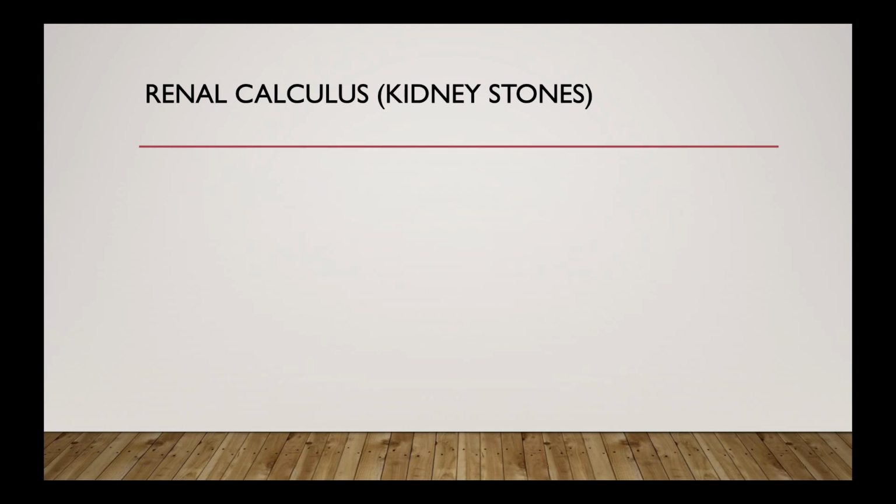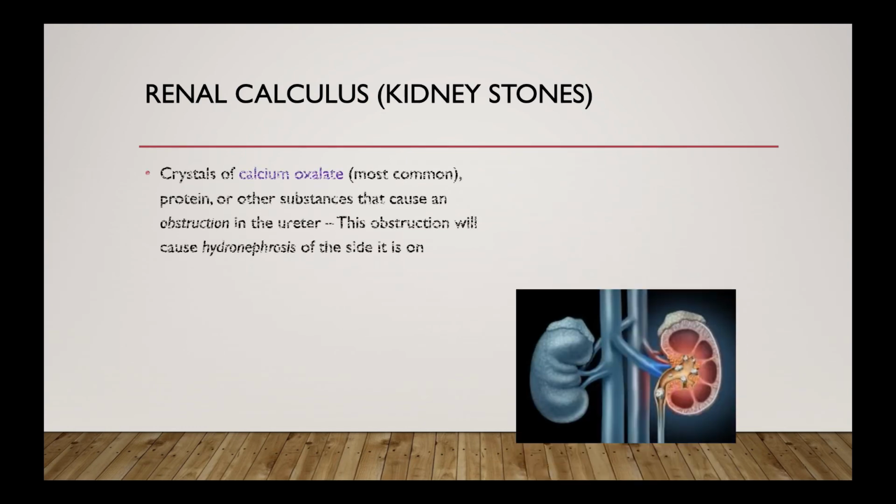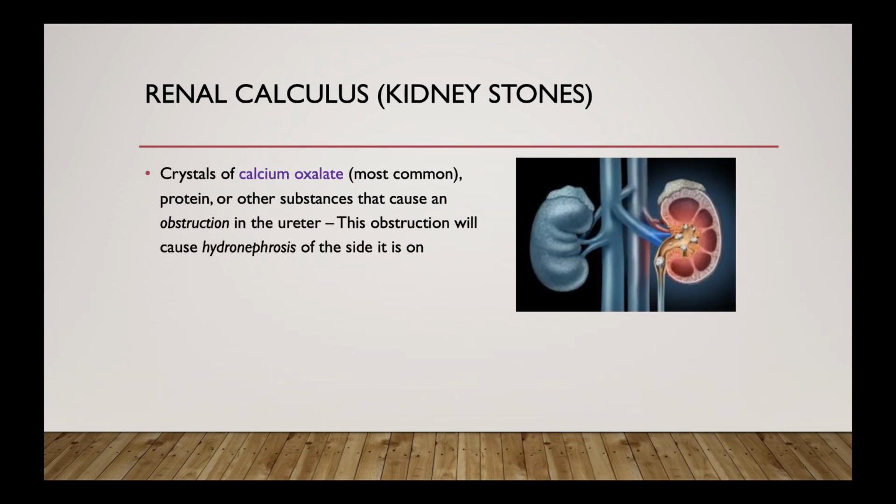Kidney stones, which I had mentioned, are another issue that we can have with our kidneys. It occurs on one side. It can occur on two. I've never seen two at the same time, but it's generally on one side or the other. So you have these crystallized little rocks. It could be from proteins, other substances, but the most common component of a renal stone is calcium oxalate.